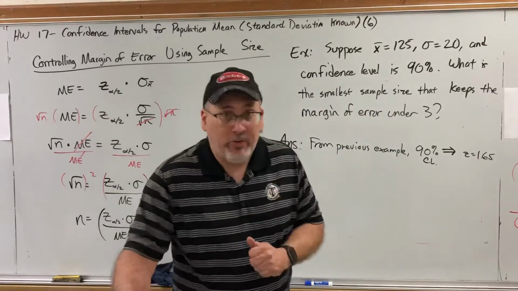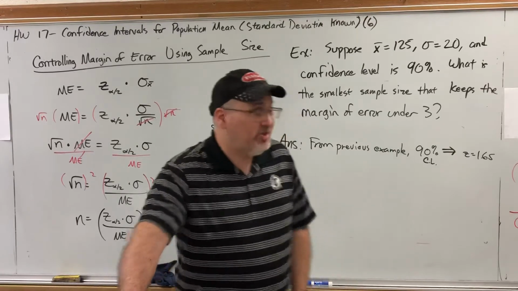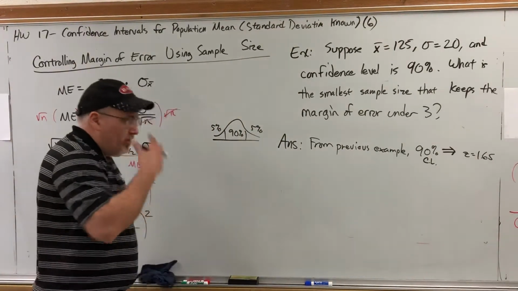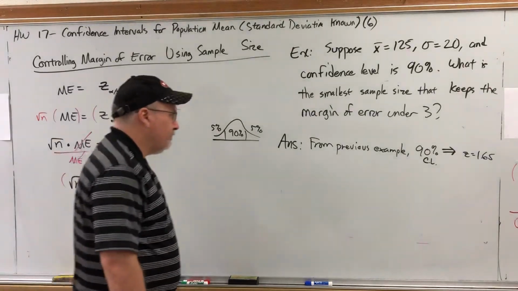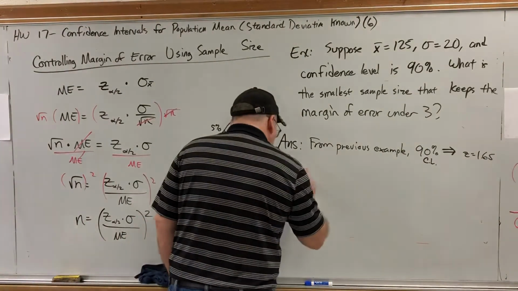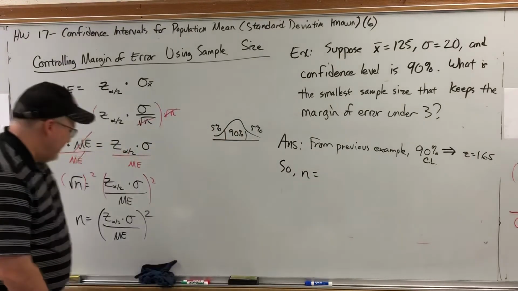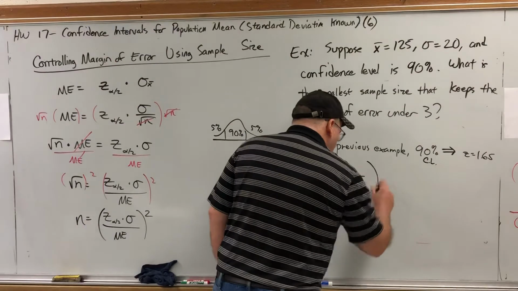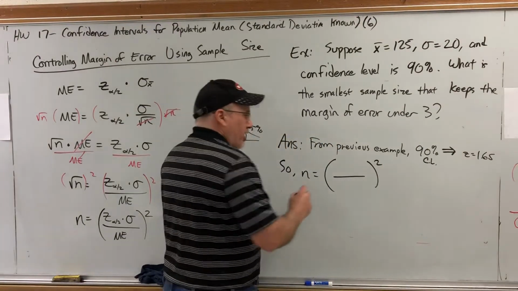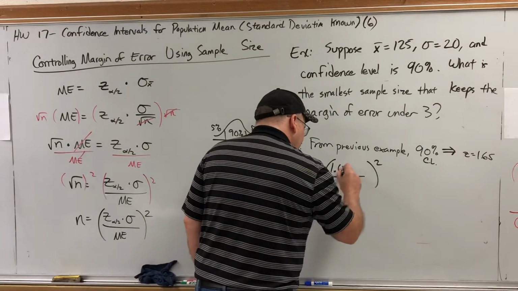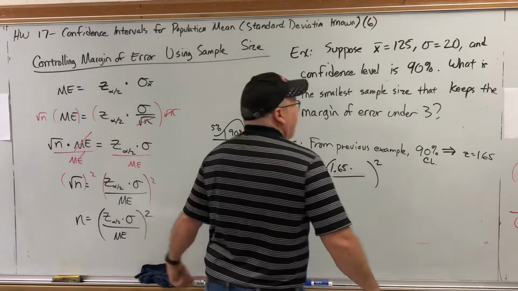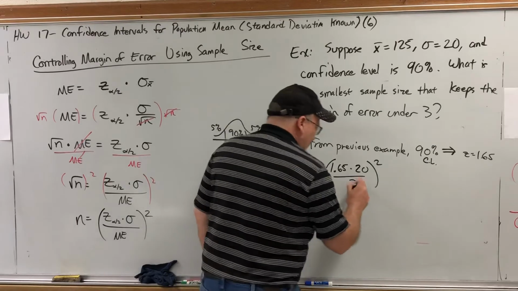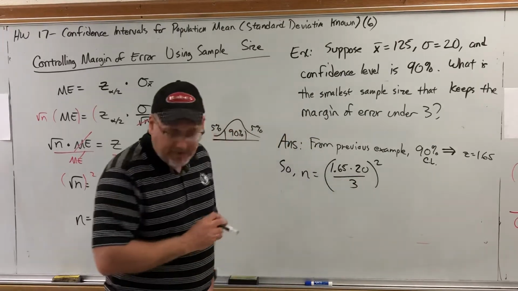Two examples ago, when the confidence level was 95%, the Z is and always will be 1.96. If you do enough of these, you start remembering Z's. So, to get the desired sample size, we just got to work out this problem. A fraction that's squared. On the top is the product of the critical value, 1.65, times the standard deviation, which was 20. And downstairs, we want to divide by the margin of error that we're trying to obtain.